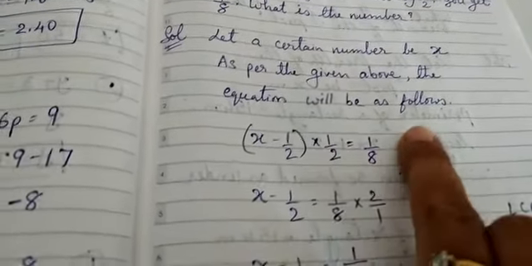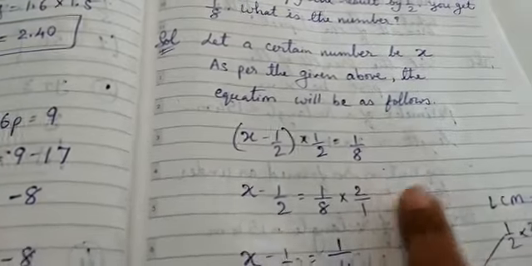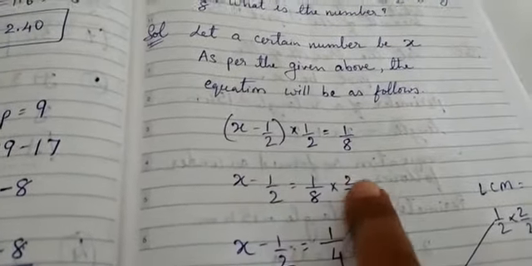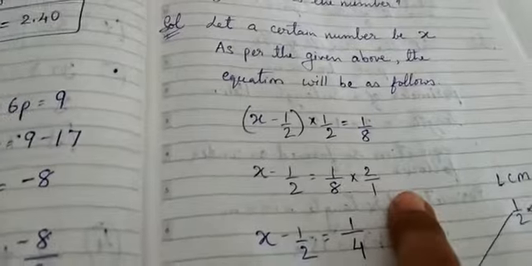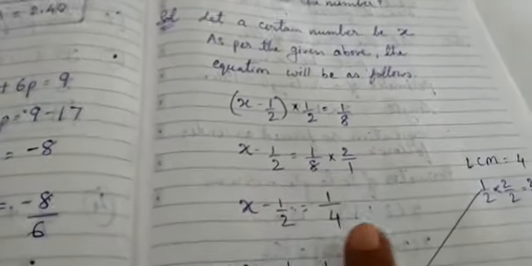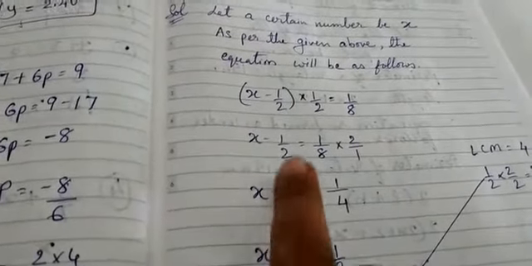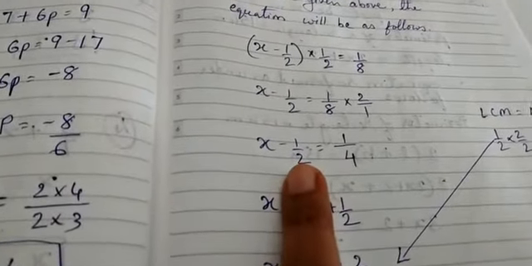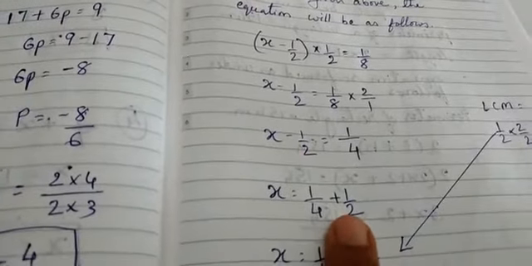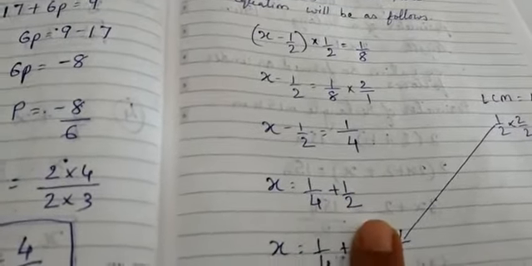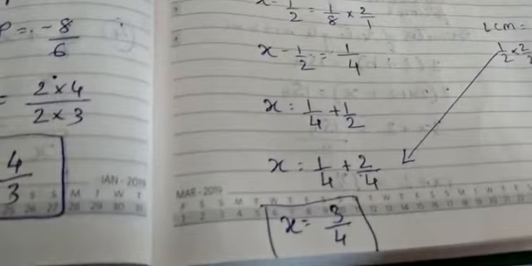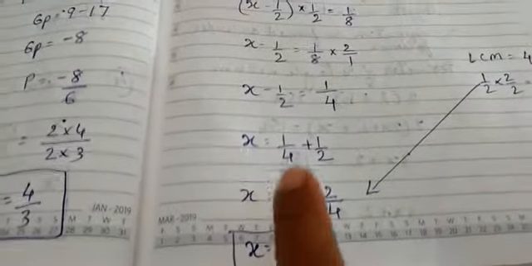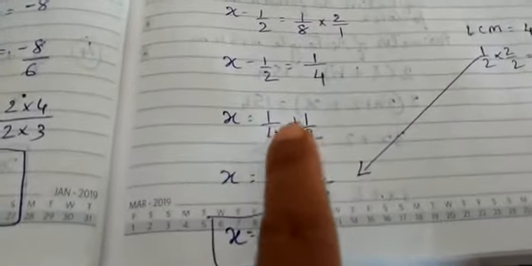So division takes up multiplication. So 2 is multiplied over here, 1 upon 2. On the other side it goes multiplied, 2 by 1, 2 by 8, that's equal to 1 by 4. x minus 1 by 2 is equal to 1 by 4. I will transpose 1 upon 2, so it becomes 1 upon 4 plus 1 upon 2. Denominators are different. So what will I do? I will make the denominator same by finding out the LCM. LCM of 2 and 4 is 4.